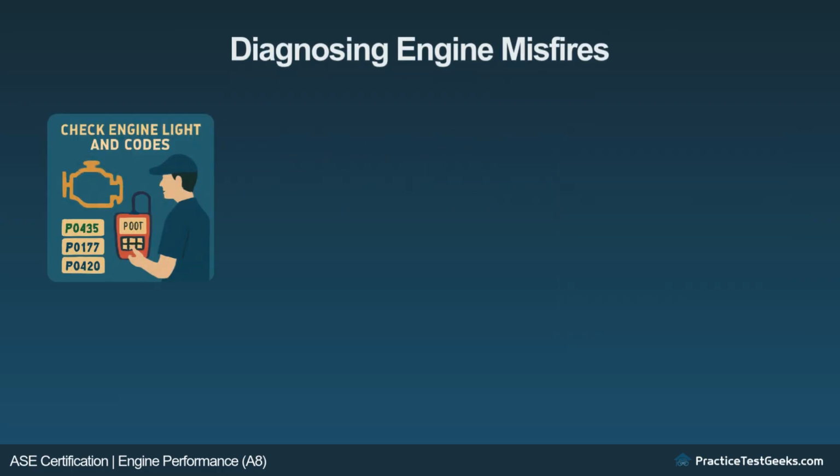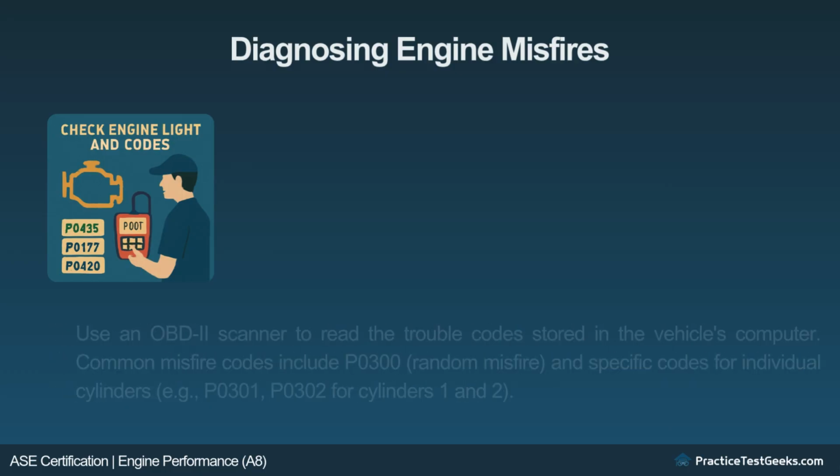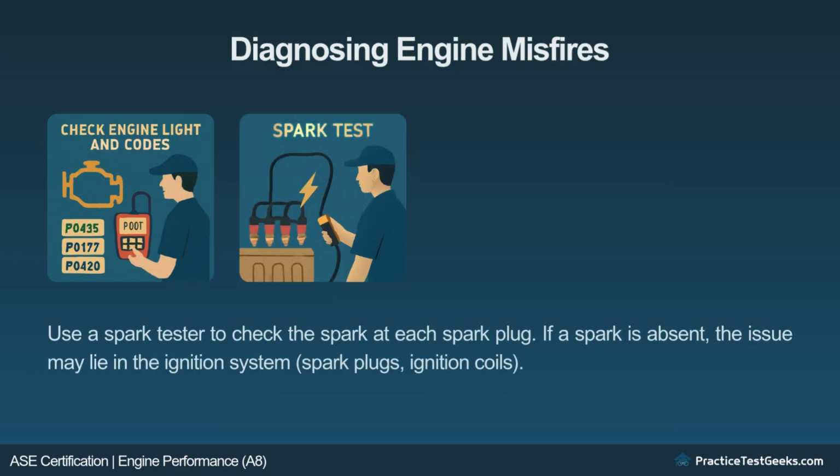Diagnosing engine misfires. Check engine light and codes. Use an OBD2 scanner to read the trouble codes stored in the vehicle's computer. Common misfire codes include P0300 and specific codes for individual cylinders. Spark test. Use a spark tester to check the spark at each spark plug. If a spark is absent, the issue may lie in the ignition system.